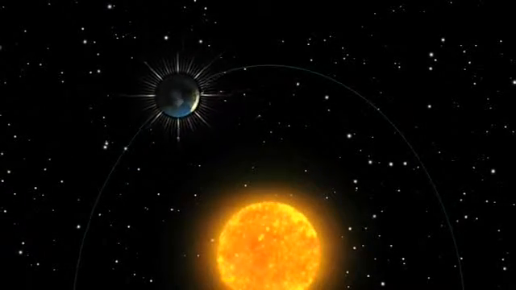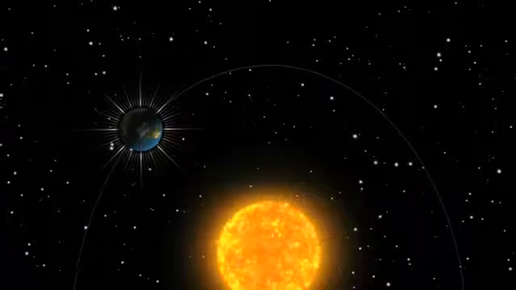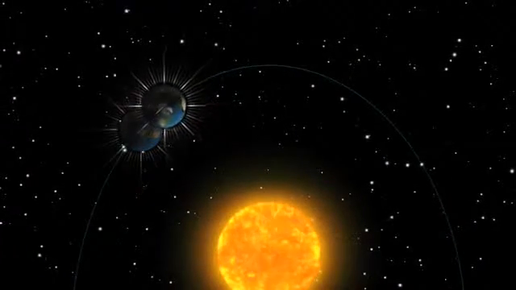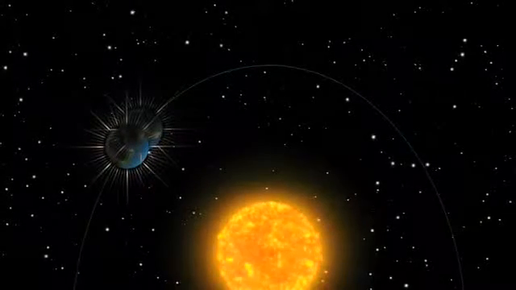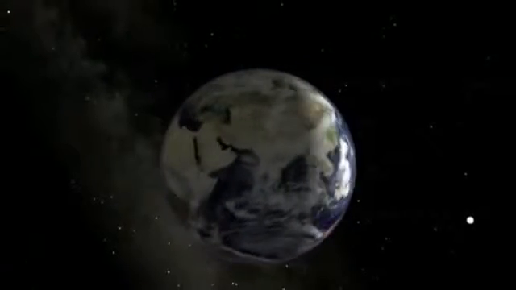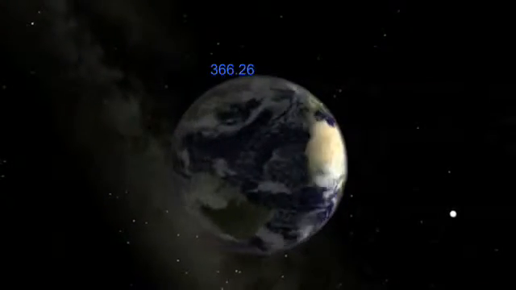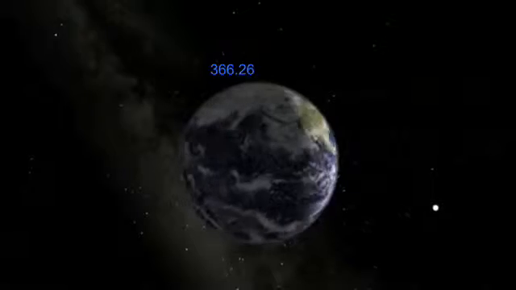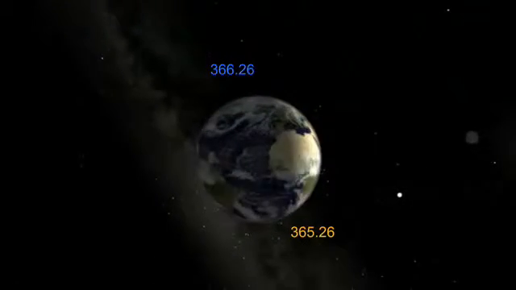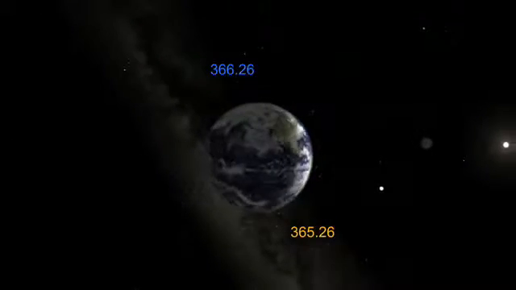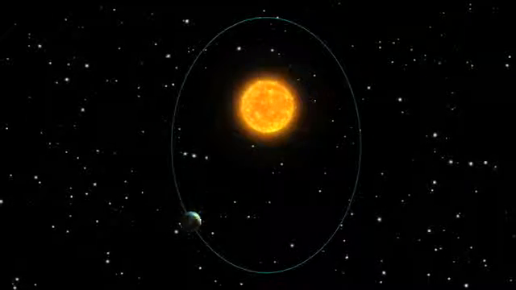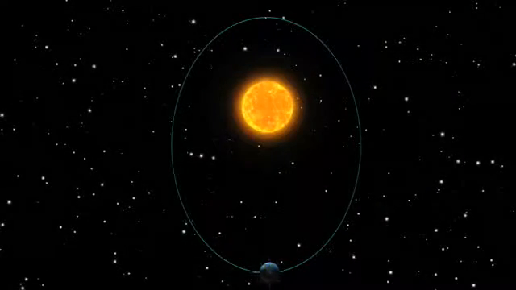The 360-degree rotation is called a sidereal day, while the noon to noon rotation is called a solar day. Earth orbits the Sun once for about every 366.26 sidereal days, and once for every 365.26 solar days. Not only that, the length of the solar day varies throughout the year, and for two different reasons.